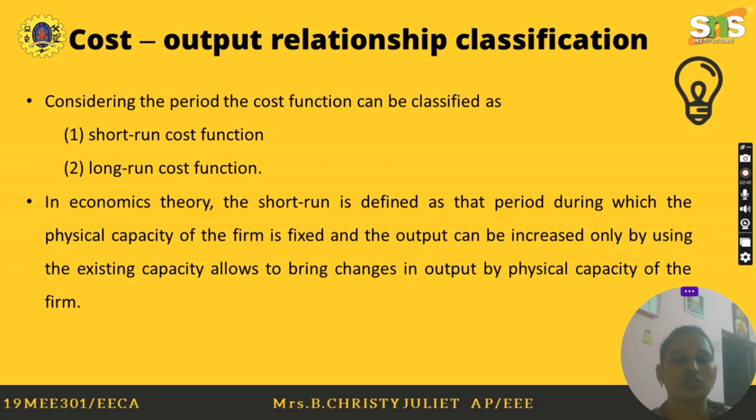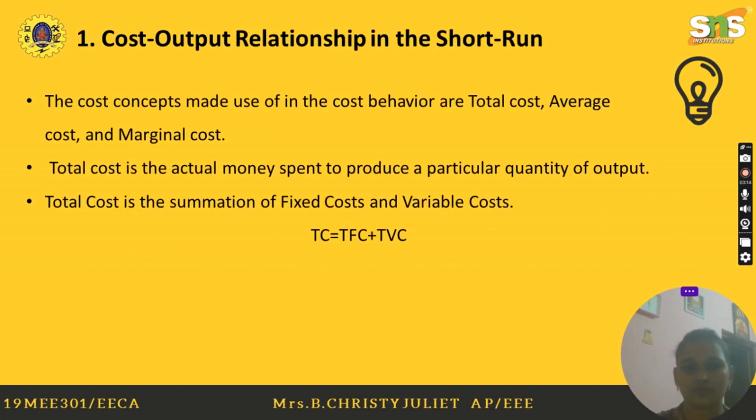Now we will see the cost output relationship classifications based on the period. There are two different types of periods. One is the short run period and one is the long run period. Based on those, the cost function will also change. In economic theory, the short run is defined as the period during which the physical capacity of the firm is fixed and the output can be increased only by using the existing capacity. So without changing any physical capacity, we will change the output level. That is what short run is all about.